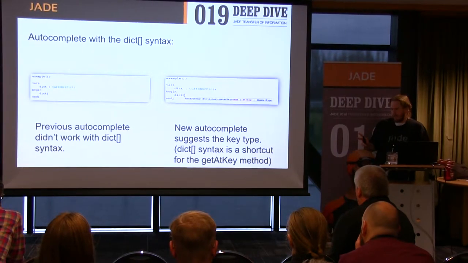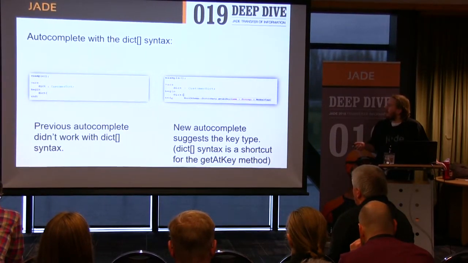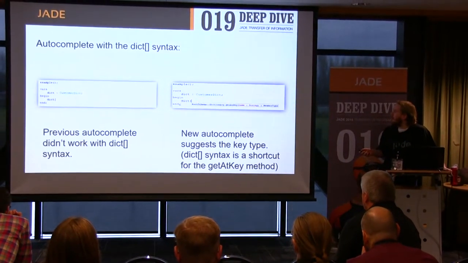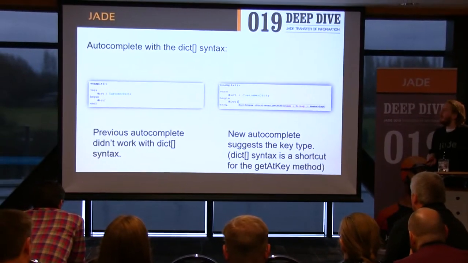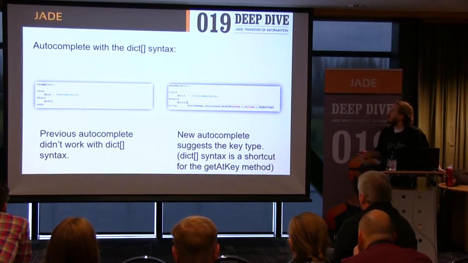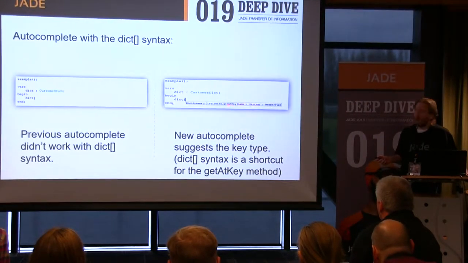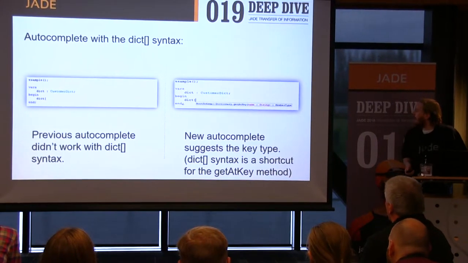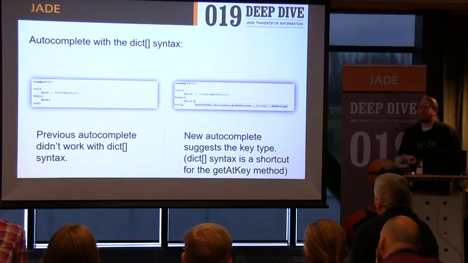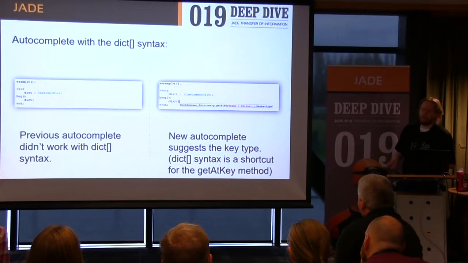Now previously, if you were using that, the autocomplete wouldn't actually tell you anything. Now, not only does it tell you, hey, by the way, what you're doing here is actually a little bit of a shortcut for getAtKey, so that's really what you're doing, but it'll also tell you what key you're supposed to be putting in. So that can just be useful, especially if you've got a lot of dictionaries, you're maybe not sure what key you're supposed to put in. It'll let you know as you go.